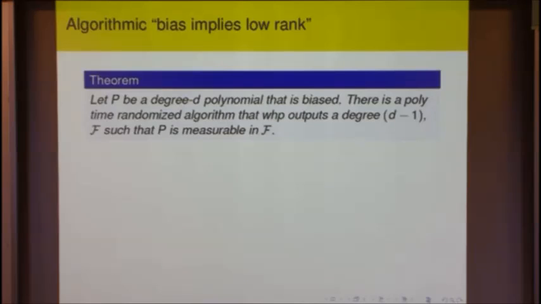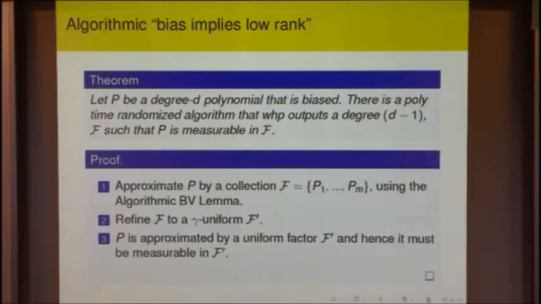Okay. So here is one theorem which is immediately implied by what we have shown. If you have a biased degree d polynomial, then we get a polynomial time randomized algorithm that outputs a degree d minus 1 factor such that P is measurable with respect to that factor. Okay. So this is immediate.